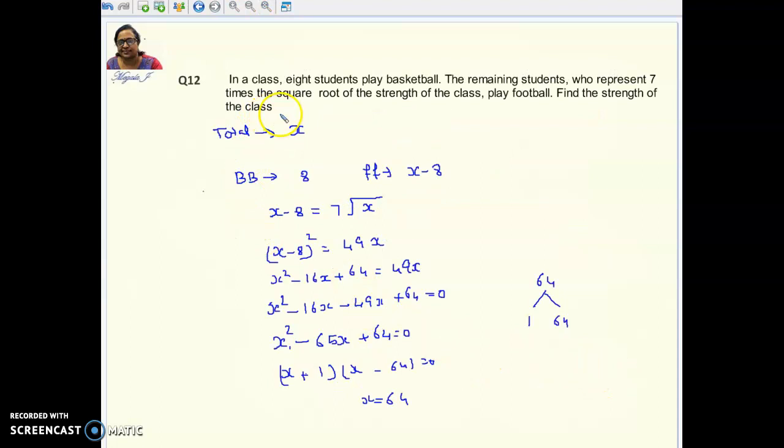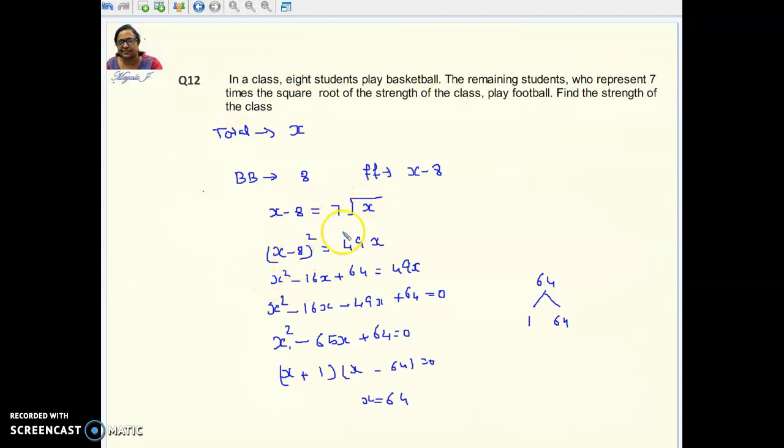Next we'll see this. In a class, 8 students play basketball. The remaining students, who represent 7 times the square root of the strength of the class, play football. Find the strength of the class. So here we consider the total number of students as x. Basketball, 8 students are playing, therefore football will be nothing but x minus 8. And also given that this remaining student, that is x minus 8, is nothing but 7 times the square root of the total. So 7 times the square root of the total.